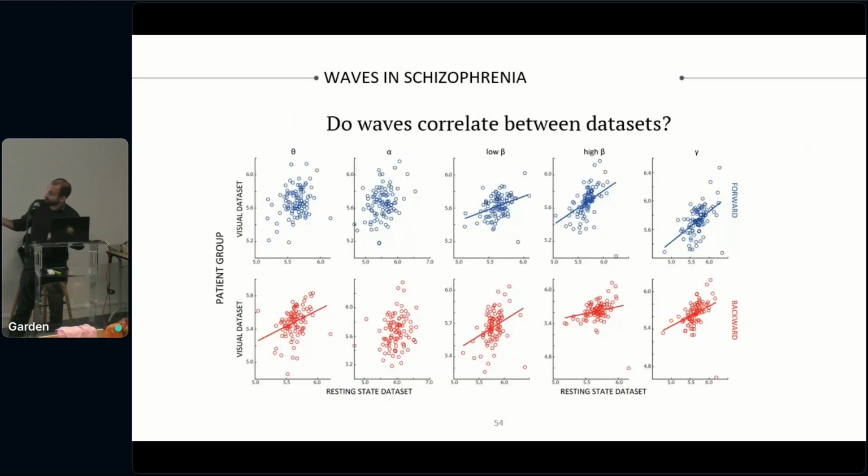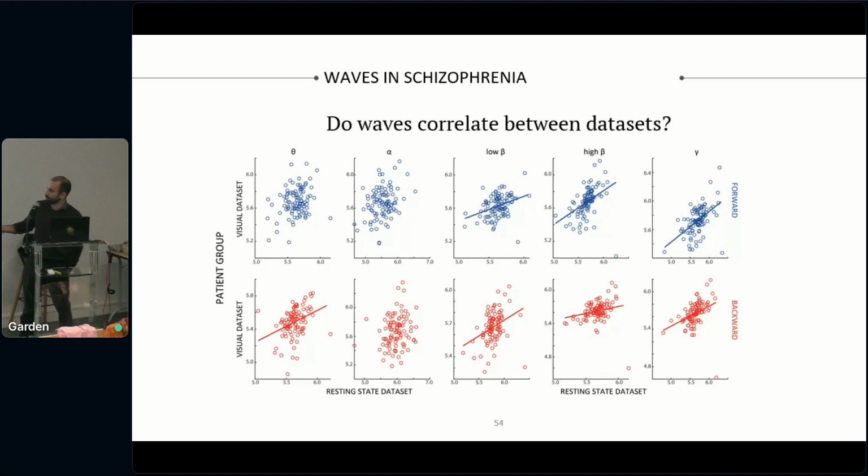And finally, we correlated the waves between datasets, just to make sure that we are actually measuring the same thing somehow. So this is the correlation for the patient group. On the y-axis, we have the visual dataset. On the x-axis, the resting state dataset for backward waves, forward waves, and each frequency band. So we find a nice correlation in basically all frequency bands, except in alpha, which is supposedly because in the resting state and in the visual state, alpha is involved differently.